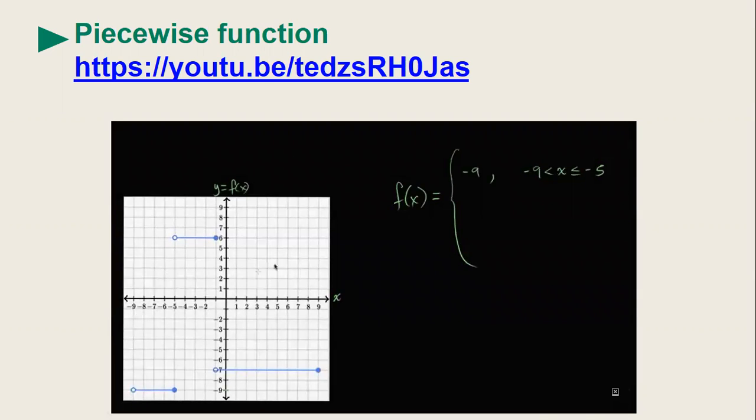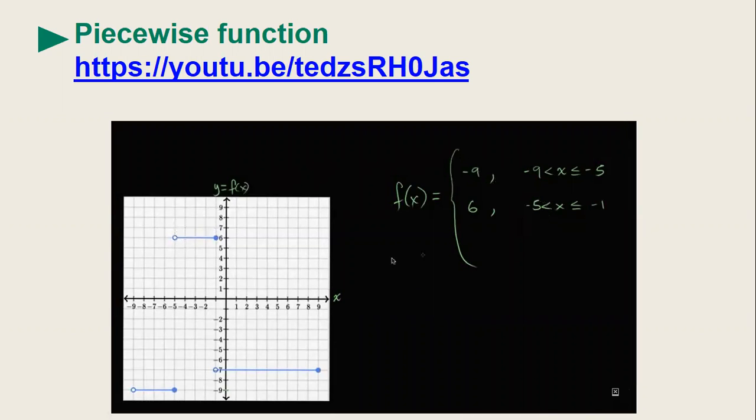But now let's look at the next interval. The next interval is -5 is less than x, which is less than or equal to -1. And over that interval, the function is a constant 6. It jumps up here. Sometimes people call this a step function. It steps up. It looks like stairs to some degree.